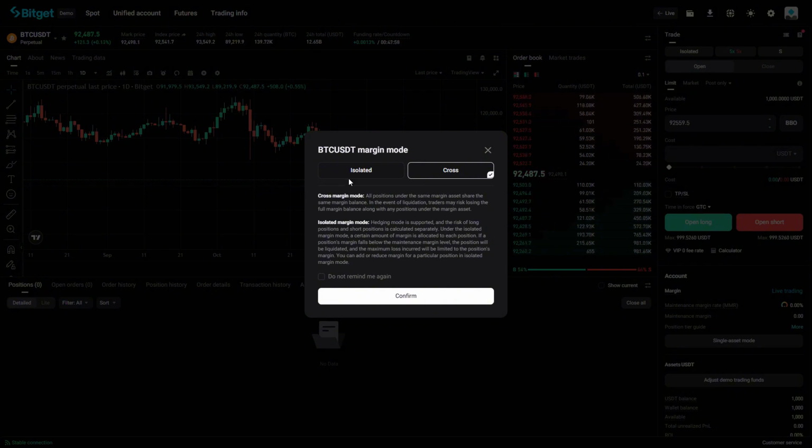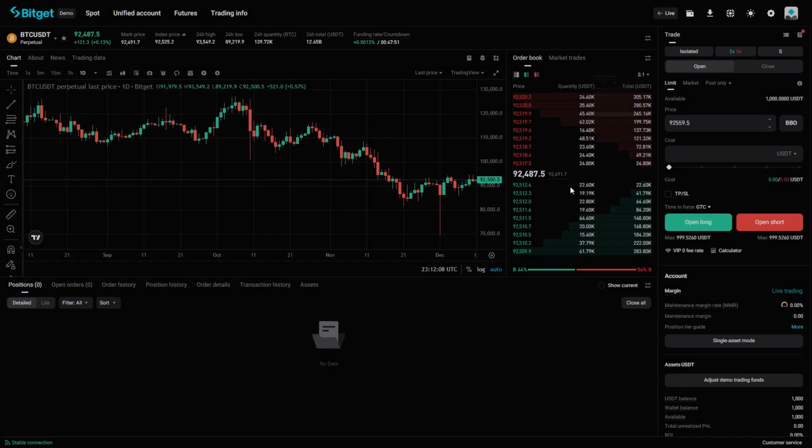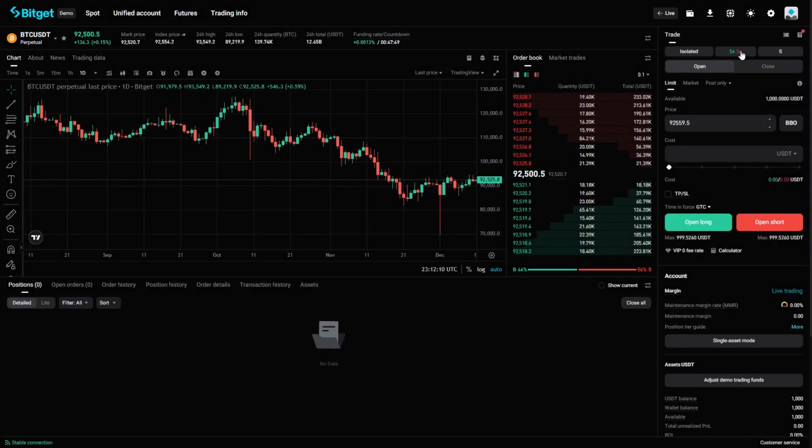To set your margin mode, click on the isolated or cross button at the top of the order panel. Then use the leverage slider to choose your leverage level. Always double check these settings before you place a trade. It is easy to accidentally leave it on 50 times leverage from a previous trade, and that can be disastrous.